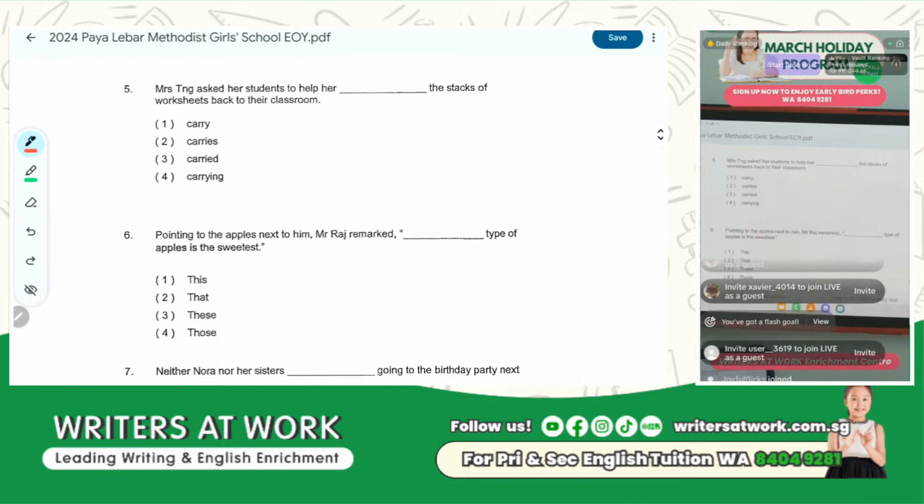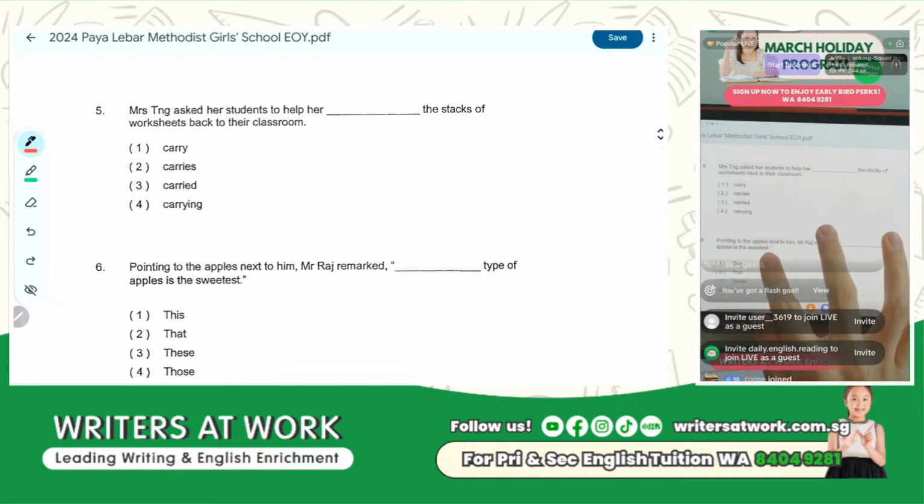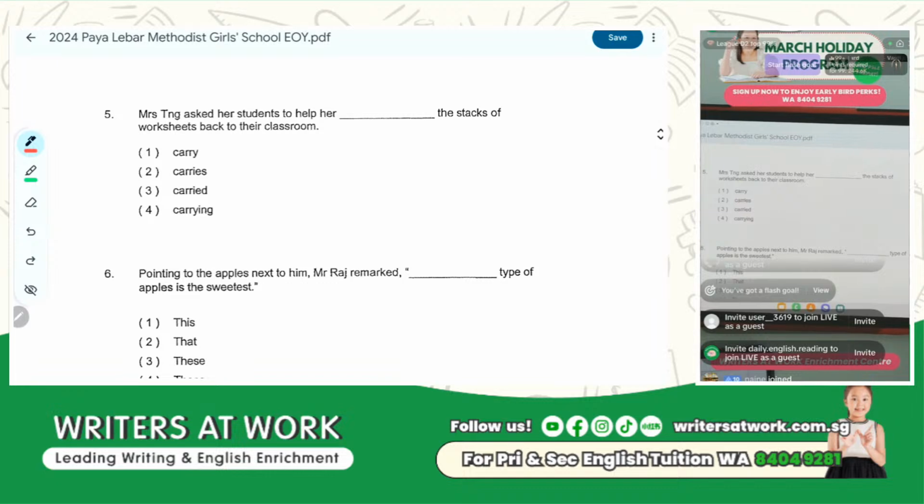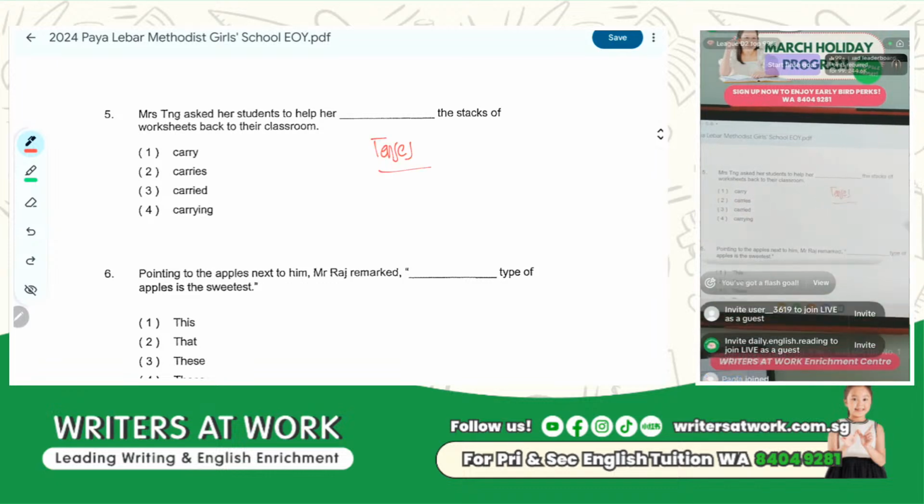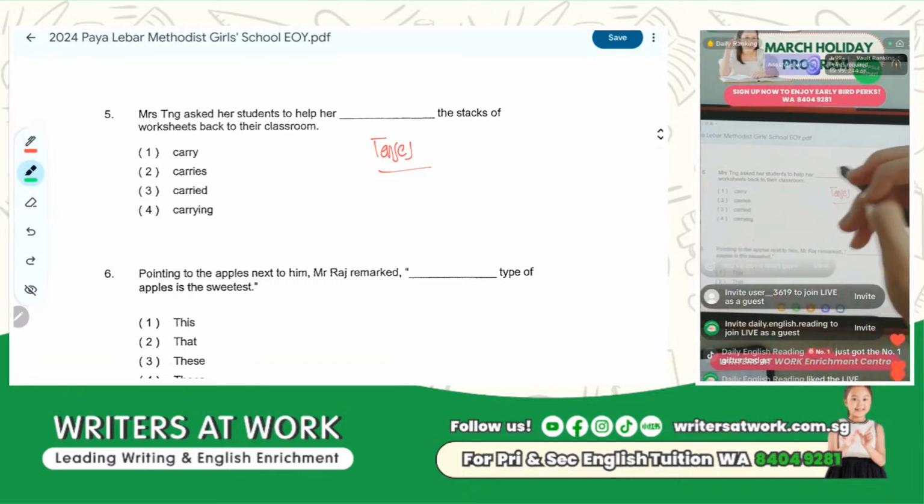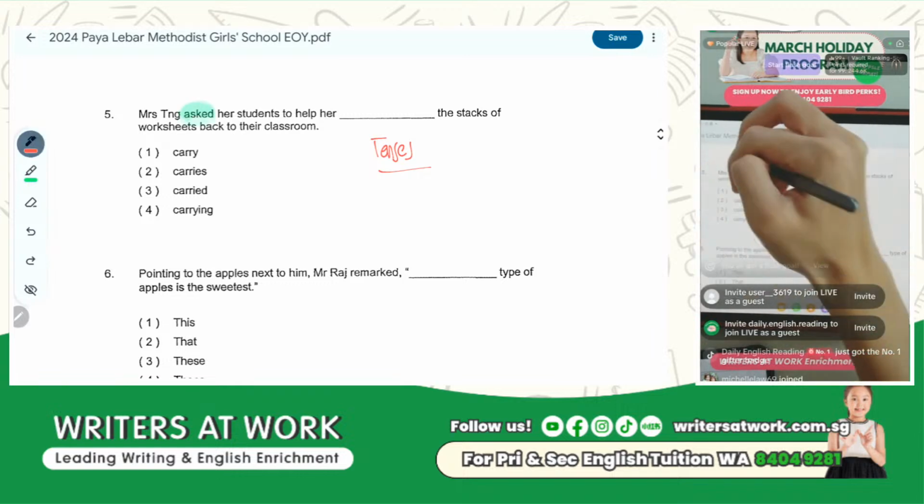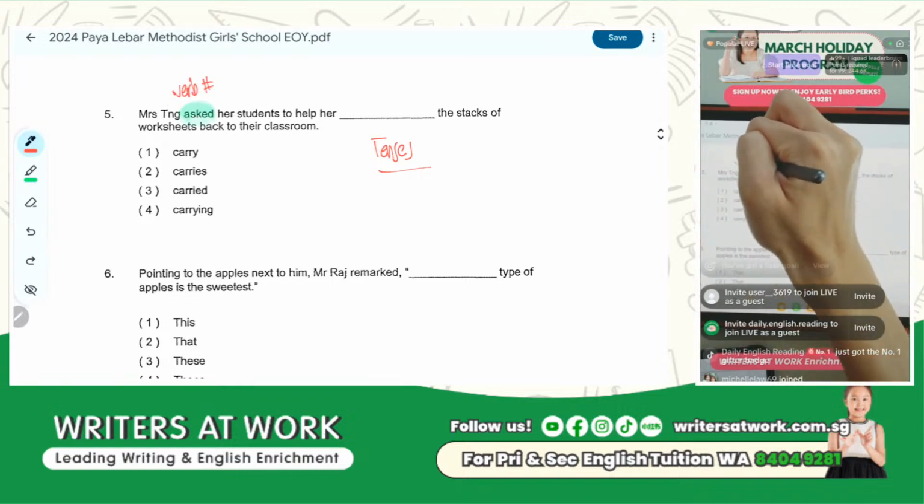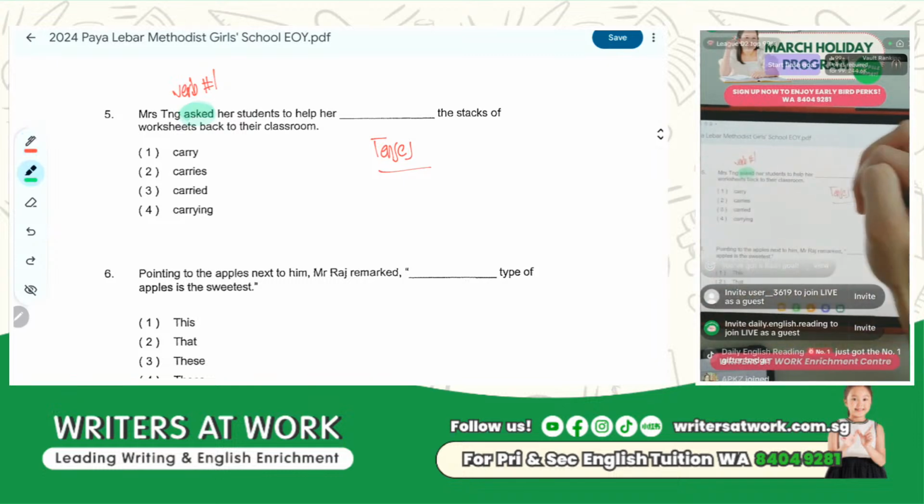Okay, question 5. Mrs. Teng asked her students to help her dash the stacks of worksheets back to their classroom. Over here, we are interested in tenses. Now, let's take a look at some keywords. We observe the word asked here, which is verb number 1. Next, we observe that this blank here is verb number 2.